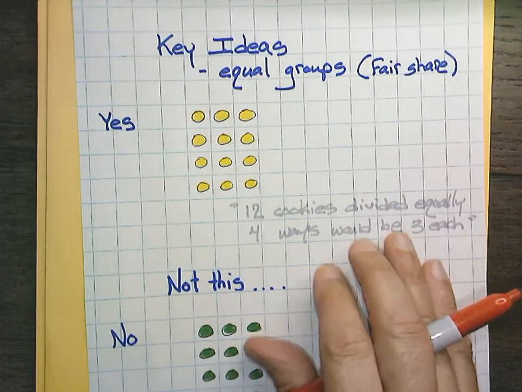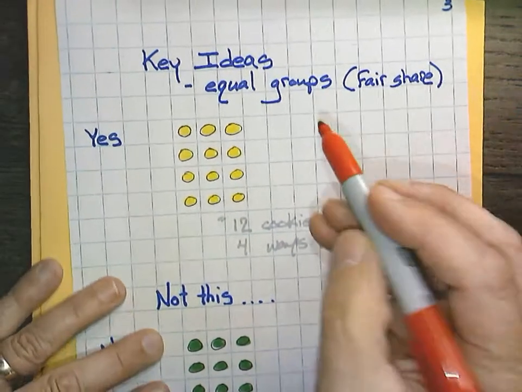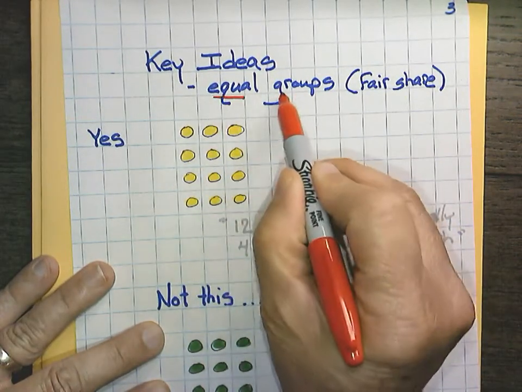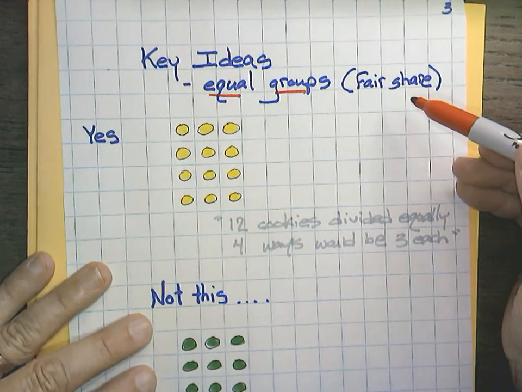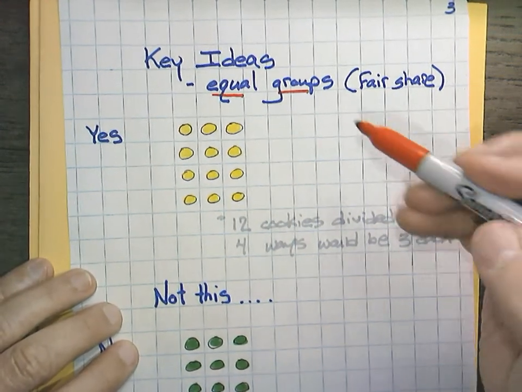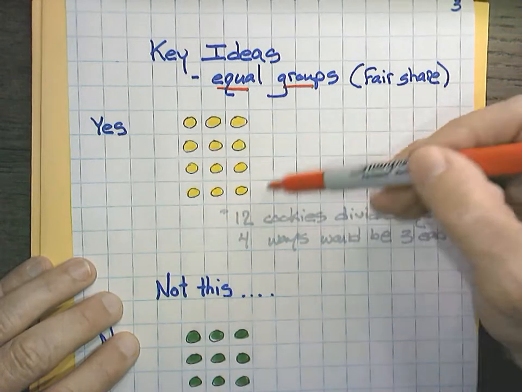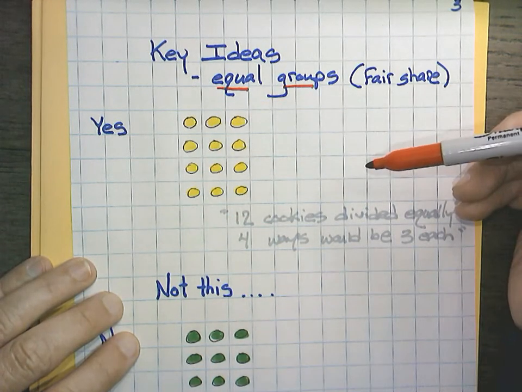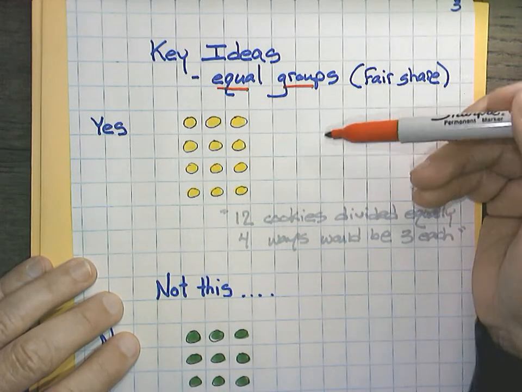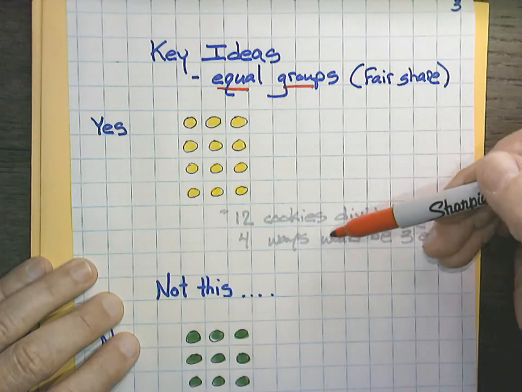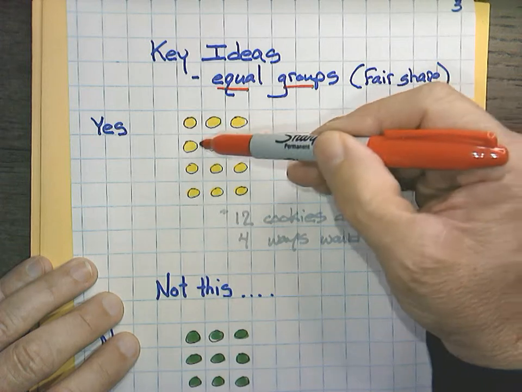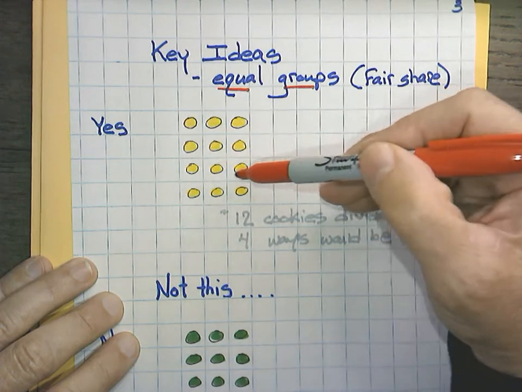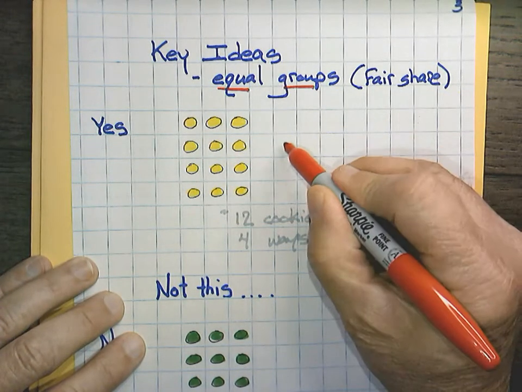Remember that when you do division, the key idea is that you want to have equal groups. Or in other words, you would want to have fair share. Here's an example. You could model a division problem using these dots. Or in this case, I'm going to call them cookies. So it would be 1, 2, 3, 4, 5, 6, 7, 8, 9, 10, 11, 12. So we're starting out with 12.